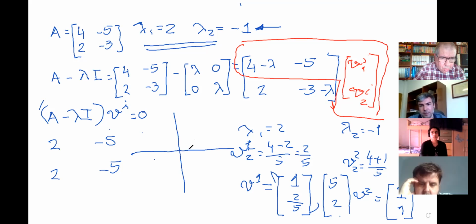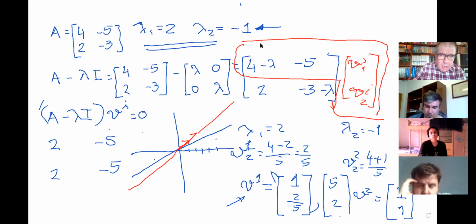So 1, 2, 3, 4, 5, and 2, 1, 2. So 1 defines this direction. It's this one. And then the other is 1, 1, which is more or less here, or 2, 2, which is more or less here. So the other defines this other direction. Okay, so 1 is here, 1, 1. But what is important is the direction, and the other is 5, 2. So it's this one. You see?